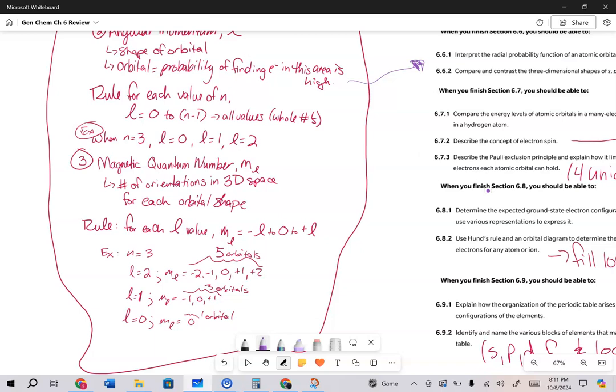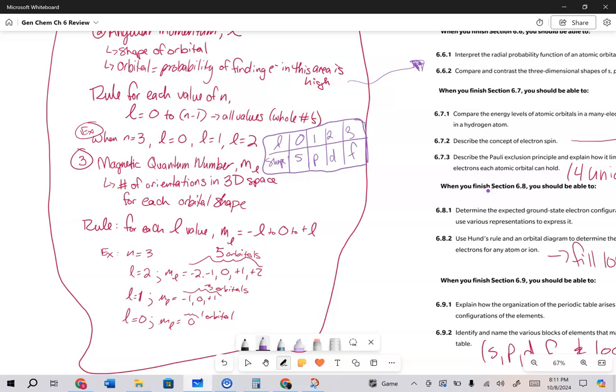Remember that there was also a chart that we looked at when you had L and you had shape, where L is 0, the shape of the orbital is an s orbital. When L is 1, it's a p. When L is 2, it's a d. When L is 3, it's an f, and there isn't anything beyond f. But remember that chart also describes what the shapes are.